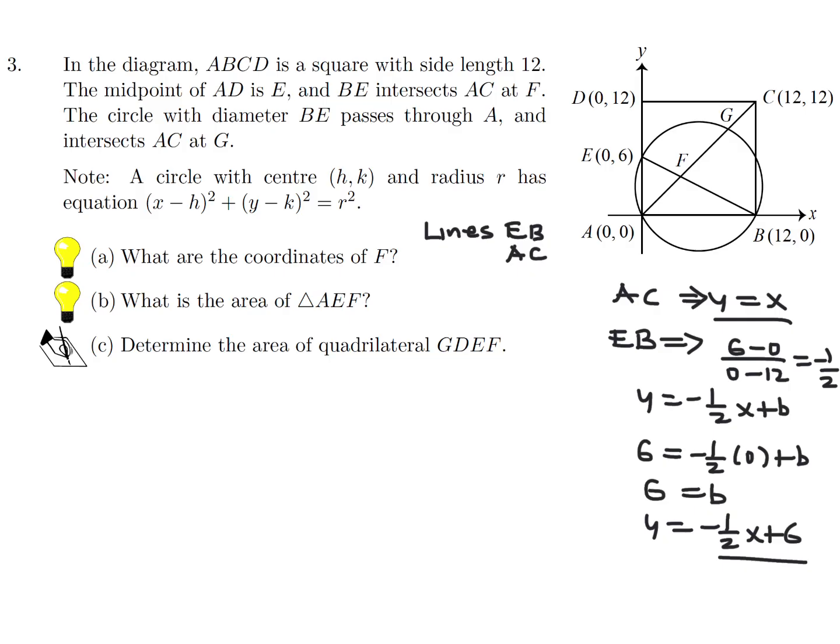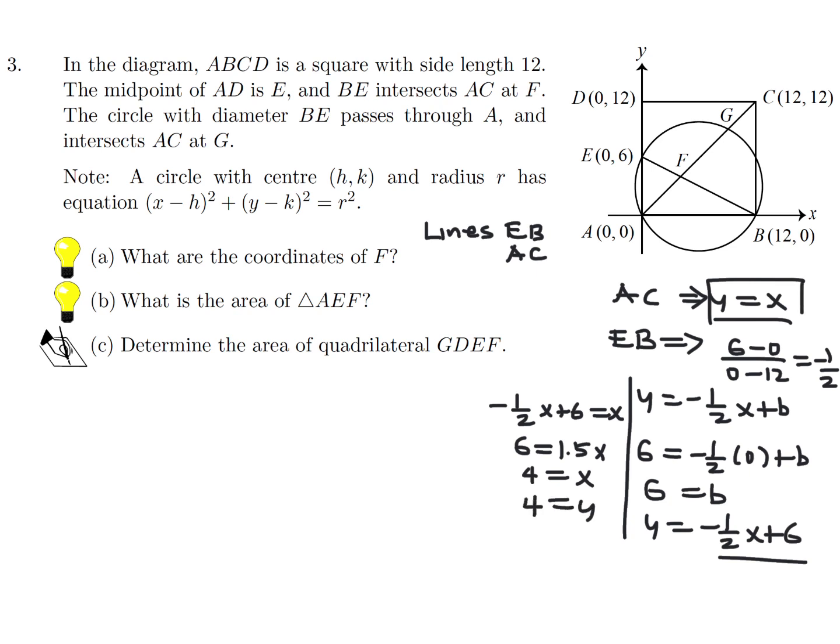So you'll get minus 1/2 x plus 6 is equal to x. And when you solve for this, you will get 6 is equal to 1.5x, and therefore x is equal to, well, hold on. Yeah, that's correct. So x is equal to 4, and then sub it back into either one of these, and that's pretty easy. Y is equal to 4. So point F is 4, 4.